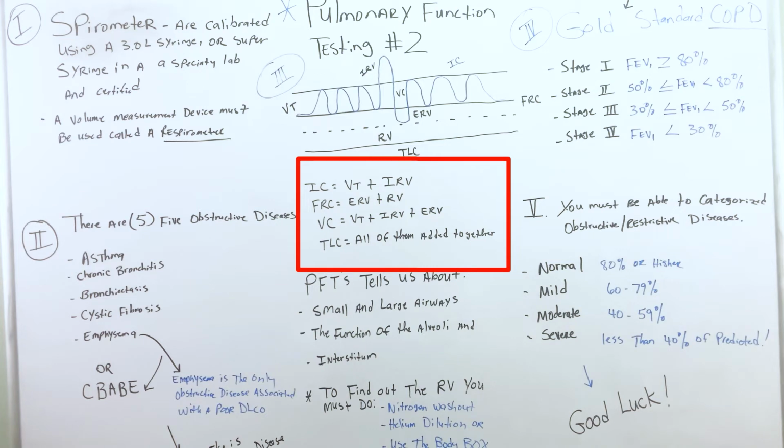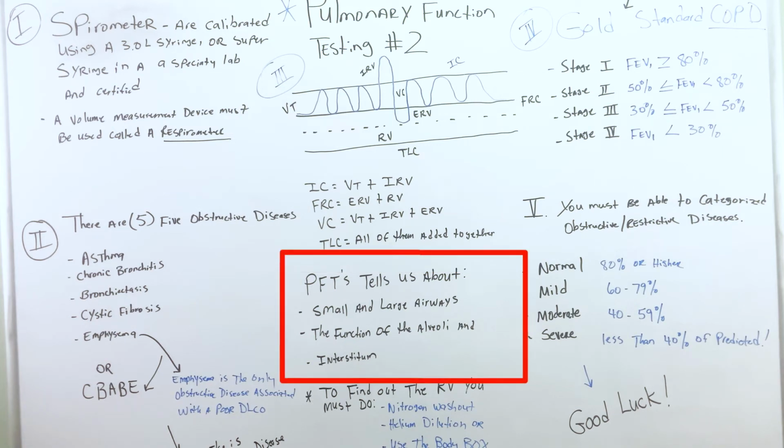So if you know the IC, the FRC, the VC, and the TLC for this exam, and you know where these are labeled on the graph, you'll be okay on the exam. But they'll give you this diagram and ask you to label what it is. And there it is right there in front of you. Now, pulmonary function tests, remember, tell us about small and large airways, the function of the alveoli and the interstitium.